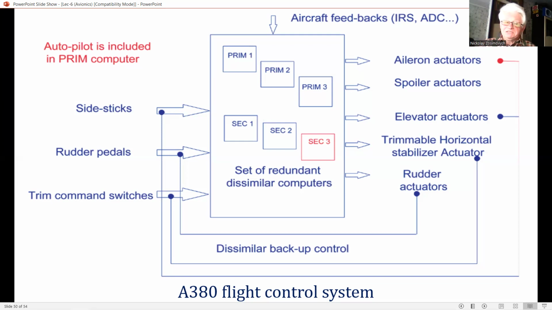Each computer comprises two independent processing channels with different internal architecture. The processors are produced by different manufacturers, with their software generated by different teams. In the case of disagreement between the two processing channels, the computer is automatically disconnected. The A380 can be dispatched with any one of the six computers failed.